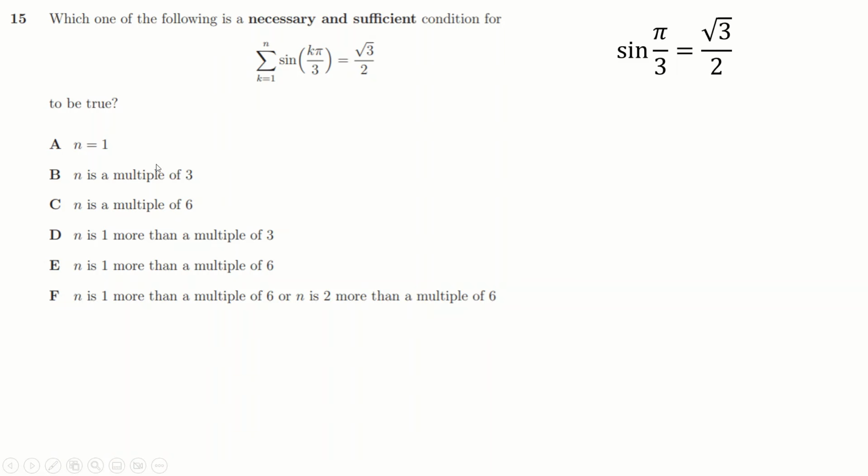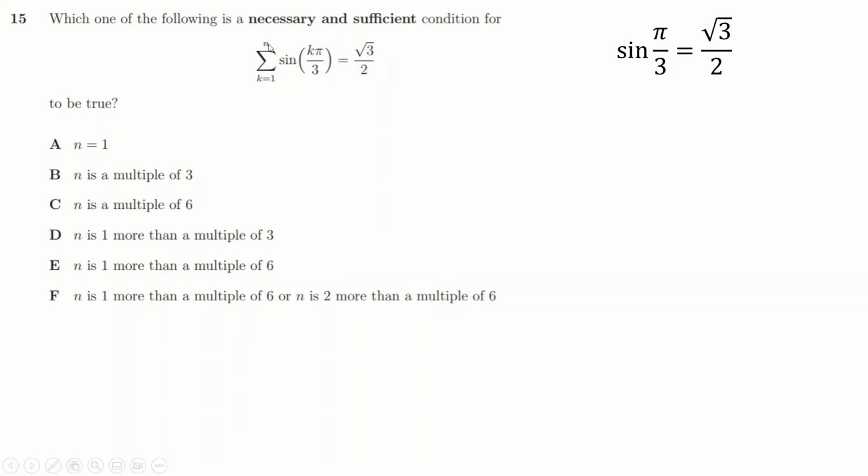Just because something works doesn't mean that you can say it's necessary and sufficient. Again, go back to that silly example I had earlier. Just because someone watches my videos and gets an A* in Maths A level doesn't make it necessary and sufficient to watch my videos to get an A* in Maths A level. Lots of people have never heard of me and have got A stars. Well done to those people. Doesn't make it necessary or sufficient. So just because this works doesn't mean it's the answer.